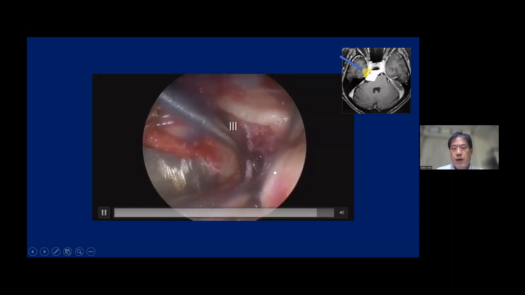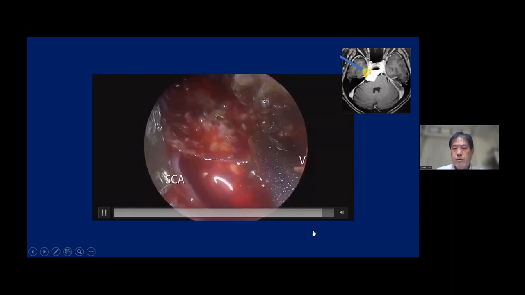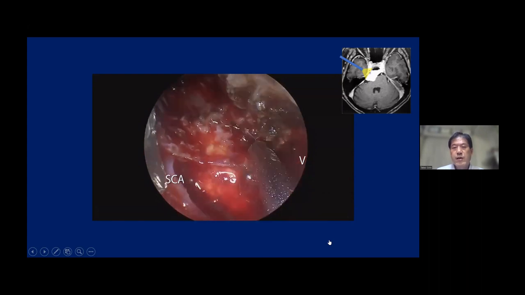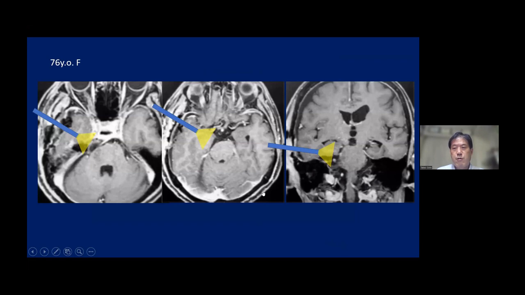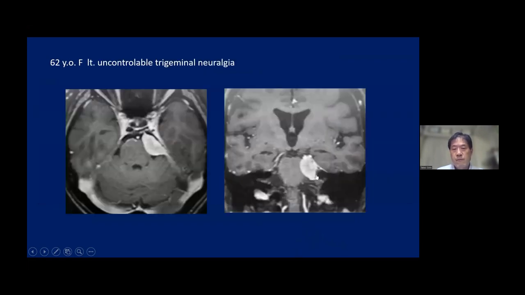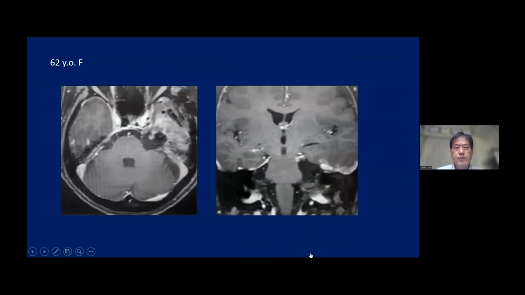Inferior part of the third nerve. So the surgical view is very similar to the anterior transpetrosal approach. Most of the tumor was nicely resected through the endoscope. This approach is also nicely applied to petrous apex meningioma.